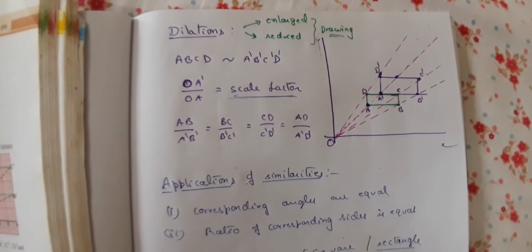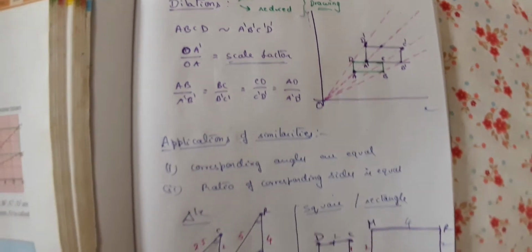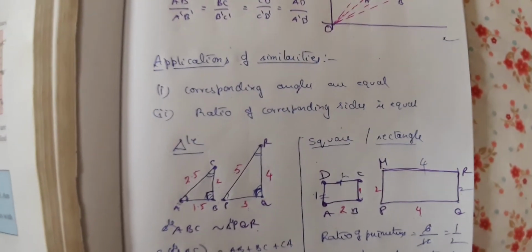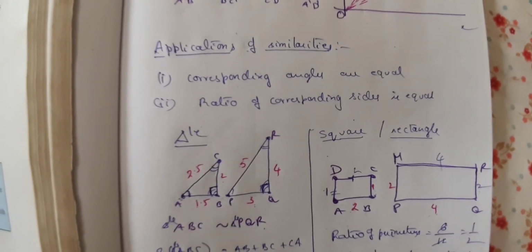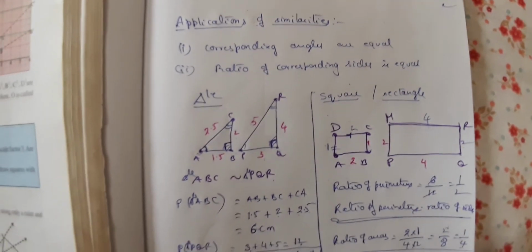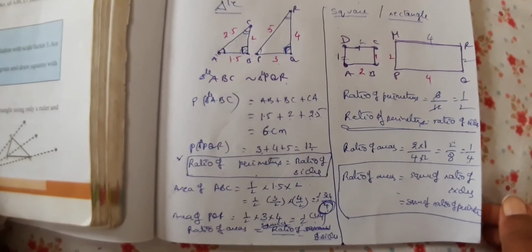So now you have taken the screenshot of this already. Now coming to the part of applications of similarities. Right, take a screenshot and copy that, children.